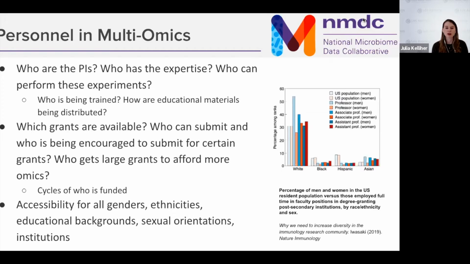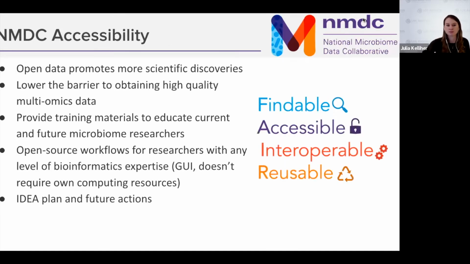And so one of the big things just to tackle with all of accessibility, so everything that we're talking about really should have a tone of, when we're talking about accessibility, we really do mean extensive accessibility, where multi-omic microbiome research should be accessible to everyone, including all genders, ethnicities, educational backgrounds, sexual orientations, institutions, et cetera. So accessibility doesn't just mean, for the people that want to do this research or can currently do it, but to really enable everyone that wants to do it to be able to perform multi-omic experiments.